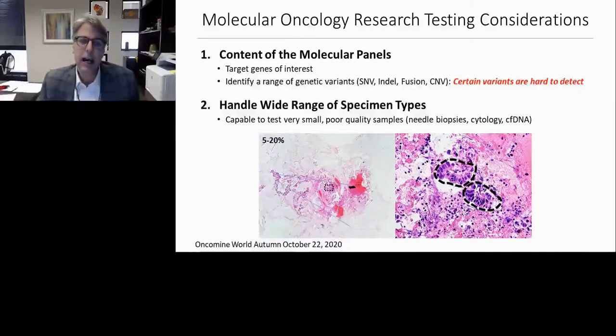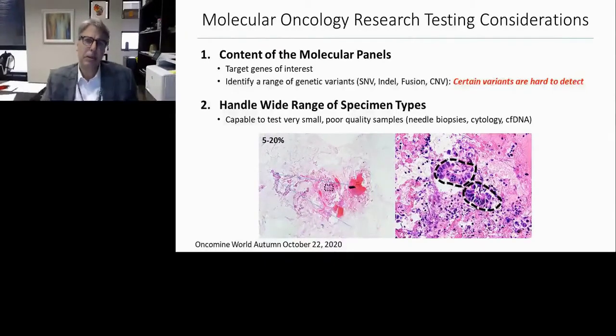In addition, a platform that you're going to use in your lab also has to be capable of testing a wide range of specimens. Oftentimes, the specimens that are in your biobanks or that you're working with are very small. They can be very poor quality, oftentimes coming from FFPE, in which the DNA or RNA is degraded. The source can be a needle biopsy, a cytology specimen, cell-free DNA, and FFPE samples. So you want to find a platform that is really good at handling a wide range of specimens.